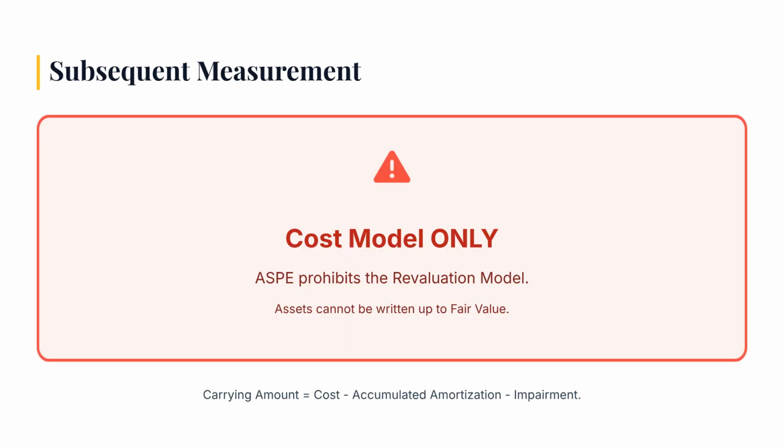This slide is the most important differentiator from IFRS. Under ASPE, you generally use the cost model only. You take cost, subtract amortization, and subtract impairment. Unlike IFRS, you cannot revalue assets upwards to fair value. ASPE prioritizes simplicity and historical fact over market fluctuations.